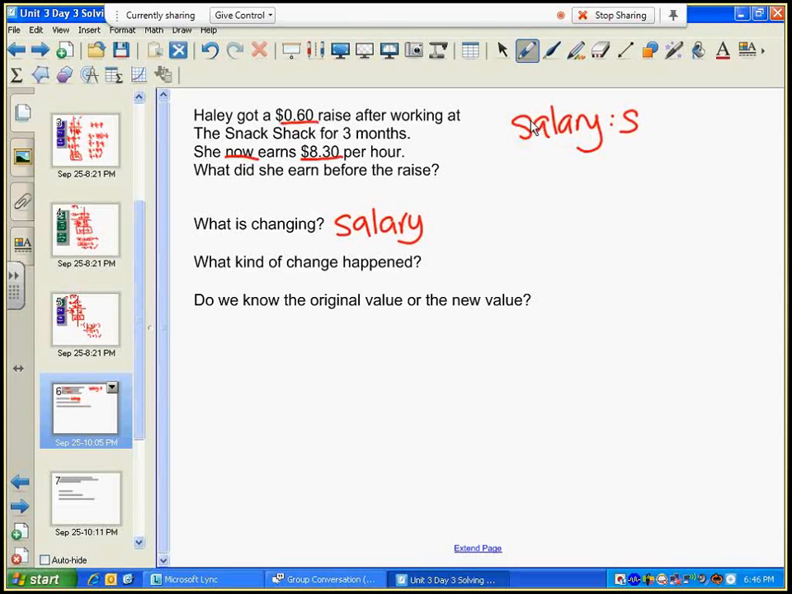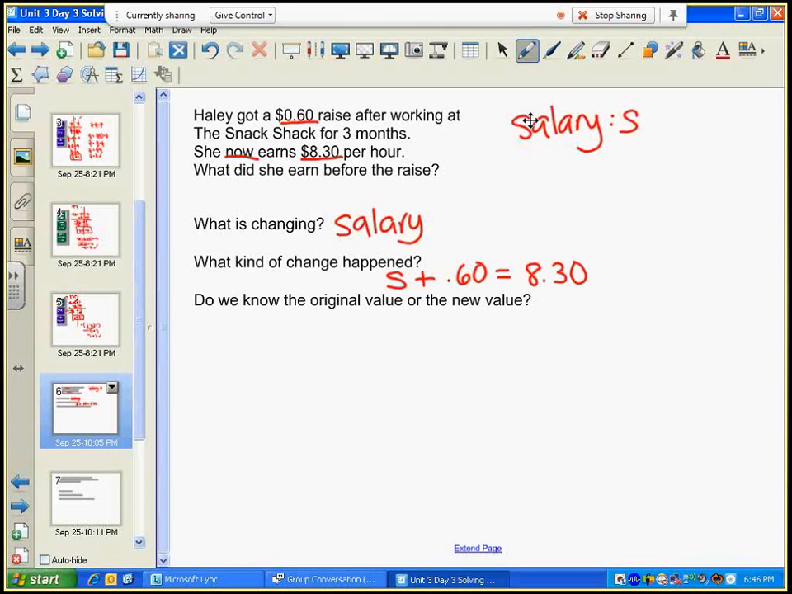So what kind of change happened? I took her original salary, right? Her original salary, which actually I'll call S. Took her original salary, and I added what to it? I added 60 cents to it. And once we added 60 cents to her original salary, we got her new salary, which is $8.30.